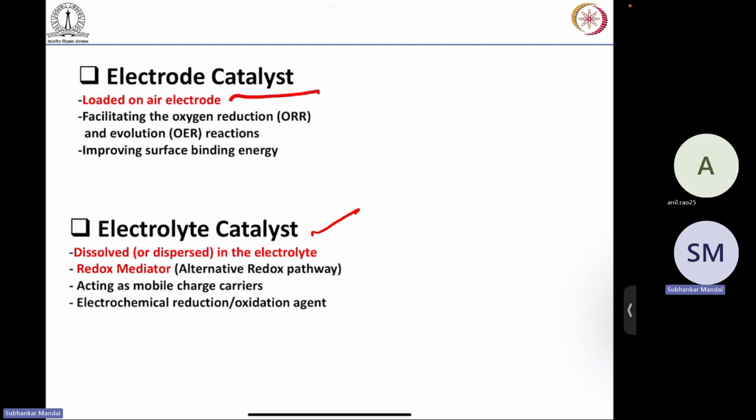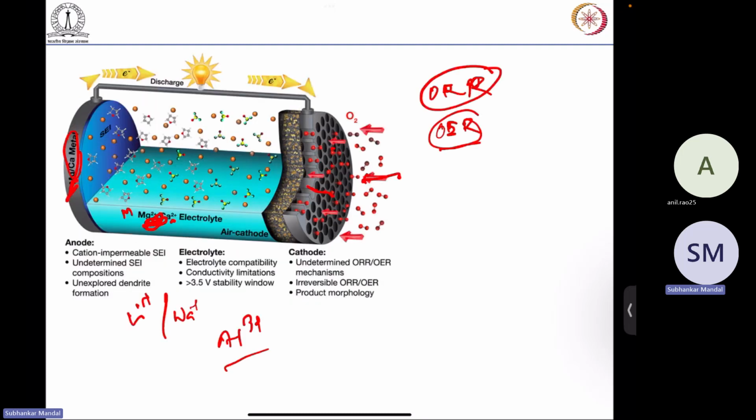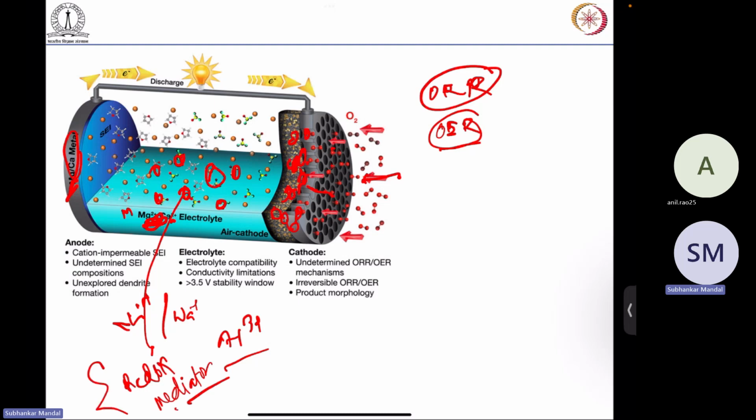One is the electrode catalyst, the other is the electrolyte catalyst. Electrode catalyst means you are using the catalyst on the electrode surface, the cathode surface. That is a solid catalyst. And electrolyte catalyst means you are using the catalyst in the electrolyte. This electrolyte catalyst is also called a redox mediator. I usually work on this redox mediator as well as electrode catalysts for metal air batteries.